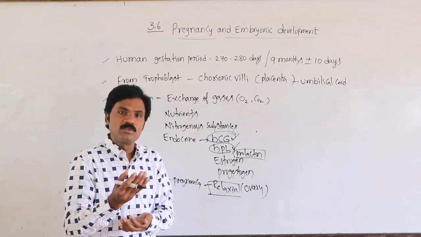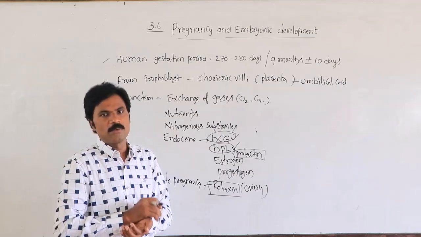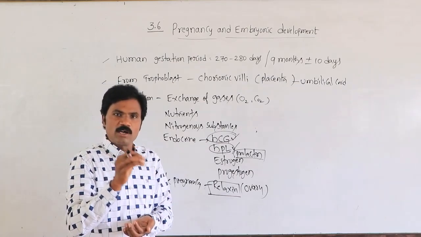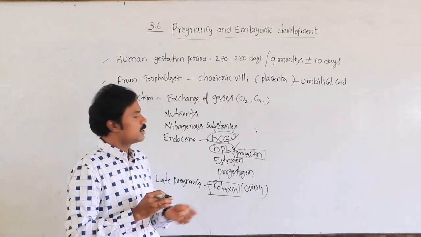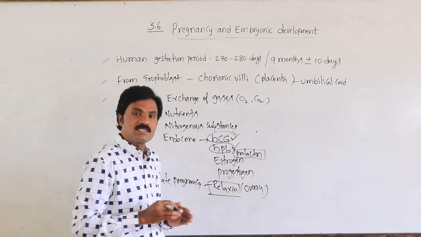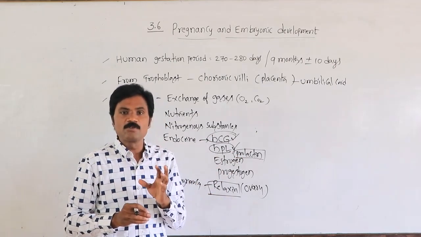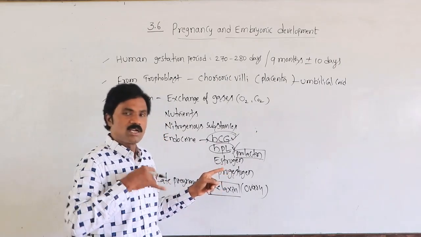Other than pregnancy, the hormones may not be present. That is most important from the exam point of view. Which types of hormones are secreted in a pregnant mother? Only during pregnancy: HCG, HPL, prolactin, relaxin. These are specifically present. The remaining ones, estrogen and progesterone, are present even in normal conditions.